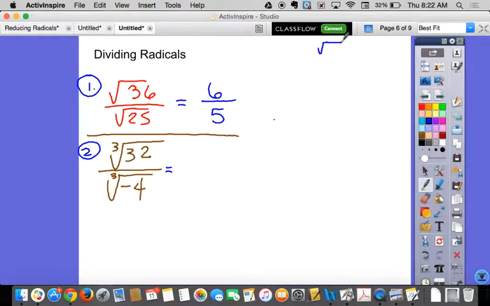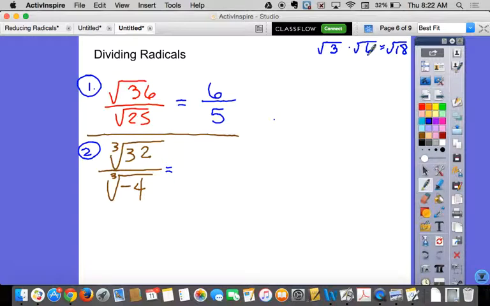We did square root of 3 times the square root of 6, and then we multiplied them together, and then we broke them down from there. We did the multiplication before we broke down the radicals. Well, we're going to do the same idea. We're going to do the division before we break down the radicals.